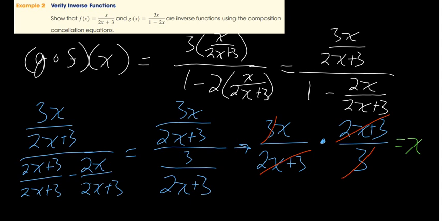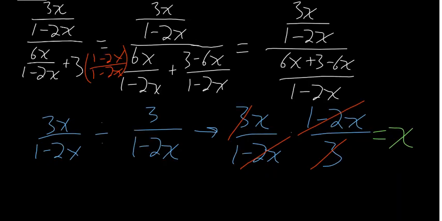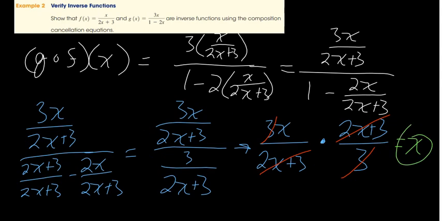Whew. Okay, because I did f of g and I got x, and because I did g of f and I got x, I have now verified that these two functions are indeed inverse functions of one another. Now, if you thought that was horrible, you are correct, and you might be hoping there's got to be a better way.